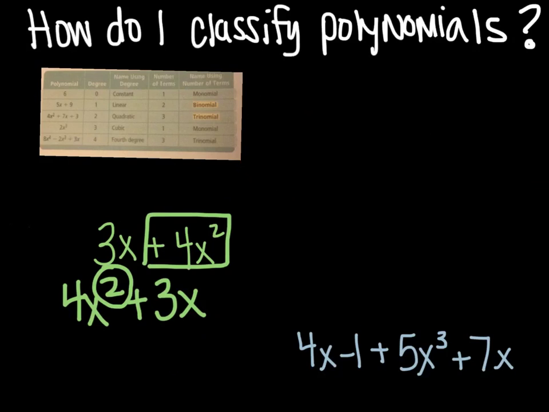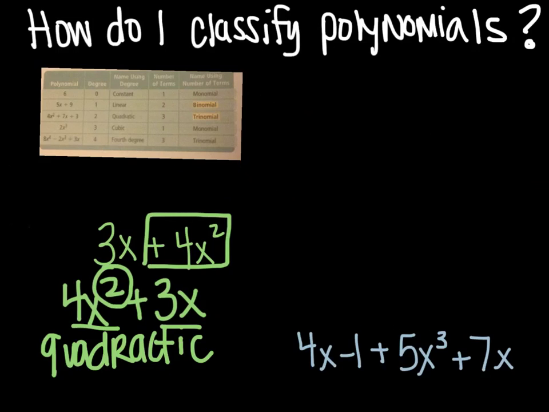But here, this one is now a quadratic because of the 2. That's the degree. And then there's 2 terms here, 2 different terms, which makes it a binomial. And I can't even spell quadratic. Oops. And then it is a binomial. My apologies there.